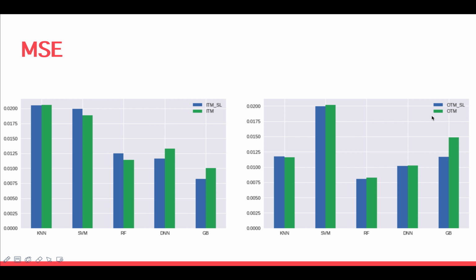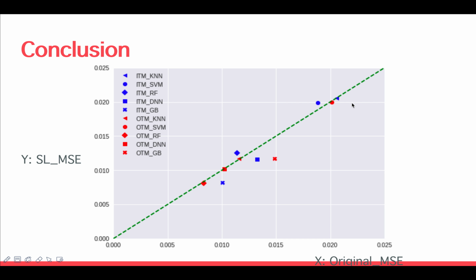And also for the OTM, the blue one is the MSE after selective learning for the OTM option, and the green one is the original MSE for the OTM option. Similarly, if the blue one is less than the green one, that means your selective learning is helpful, or not. So we can see this conclusion in this graph directly.